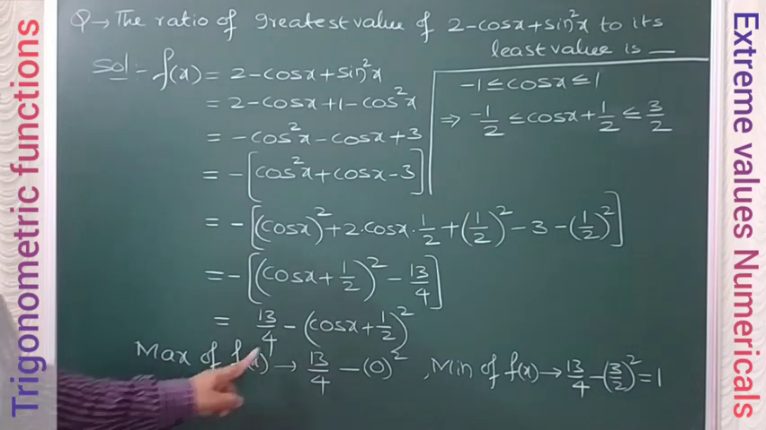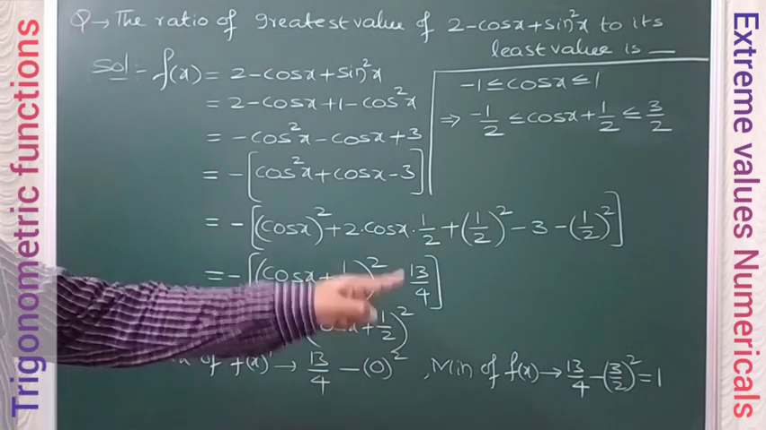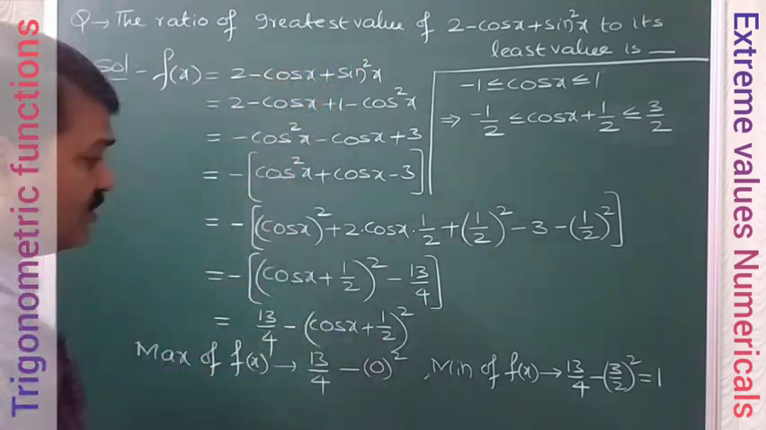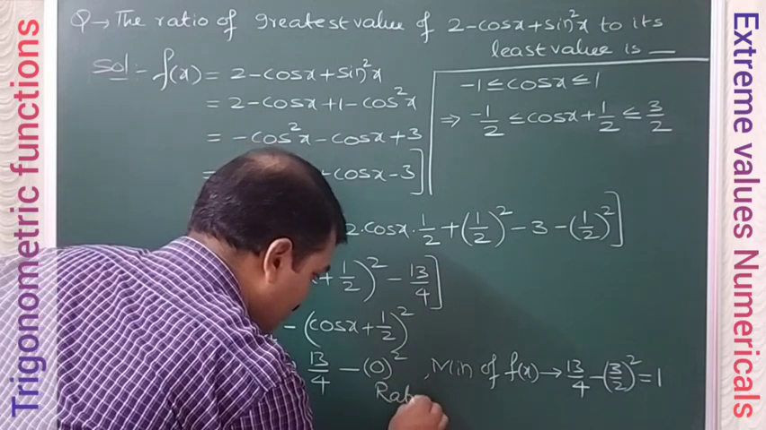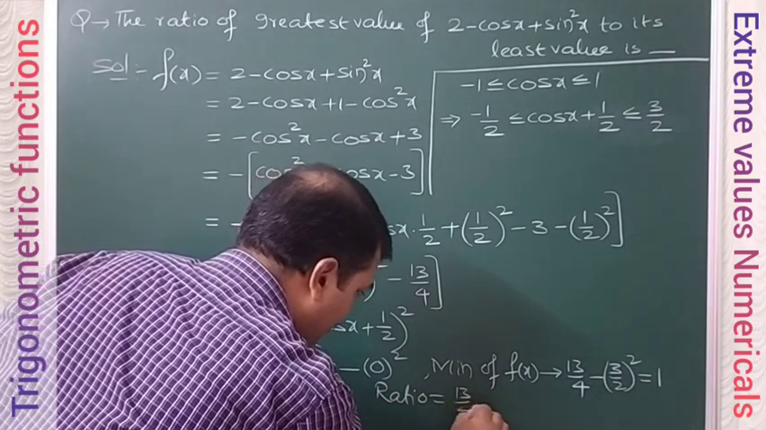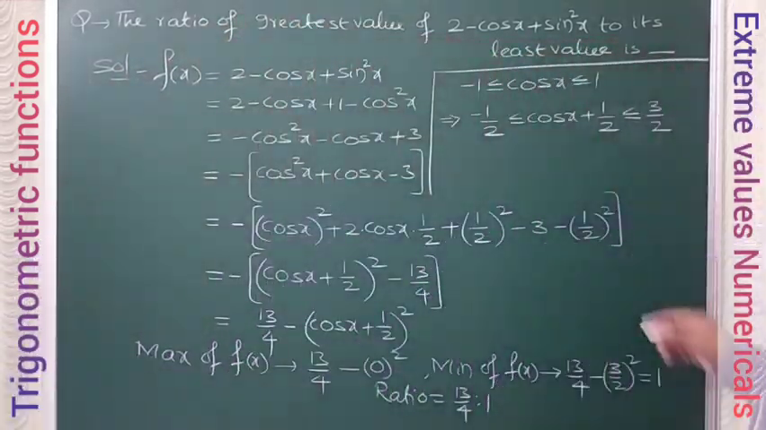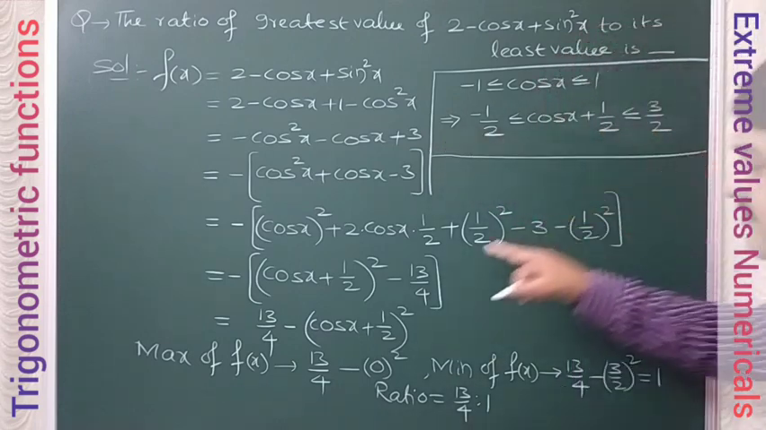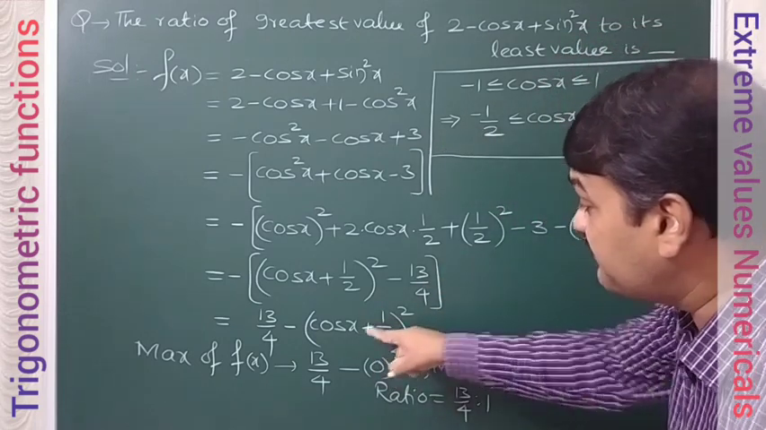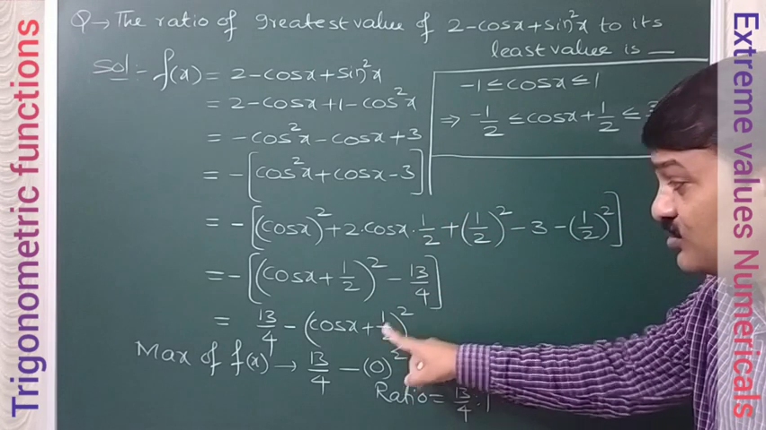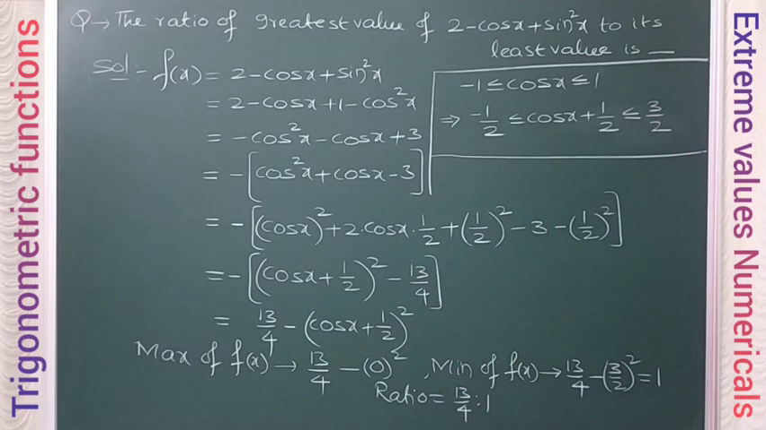So the maximum of f of x is 13/4 and the minimum of f of x is 1. The ratio of the greatest and least value means 13/4 is to 1, so the required ratio is 13/4 only, obviously. You have to take a little bit of care when writing the extreme values of this perfect square. Since it is a perfect square, the least value will be 0 only, but not (-1/2) squared. That care you have to take.